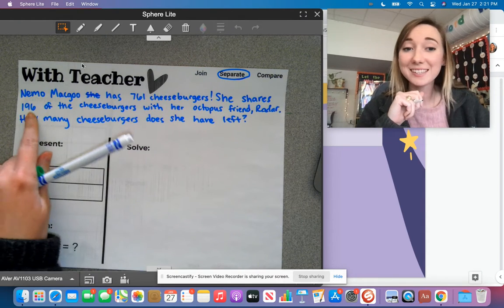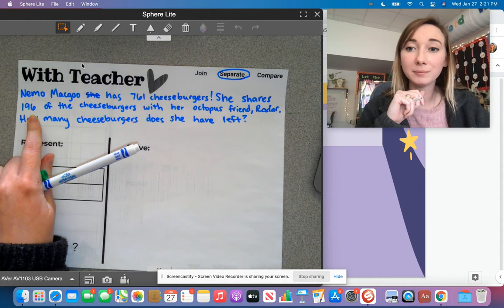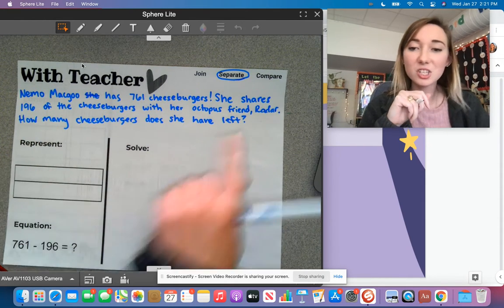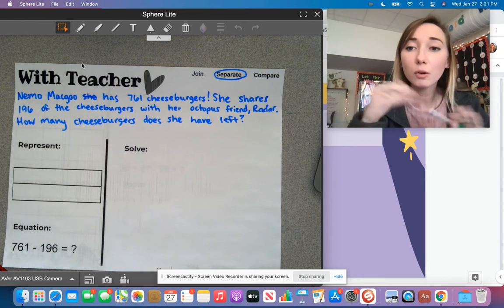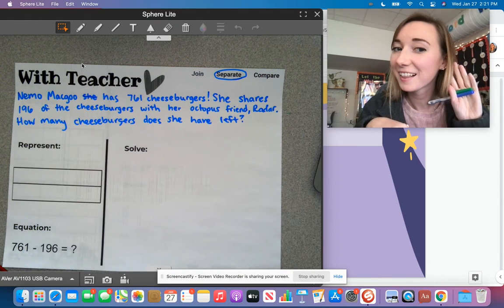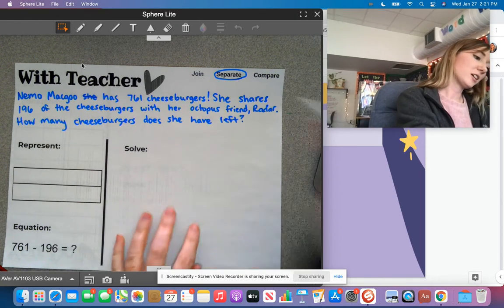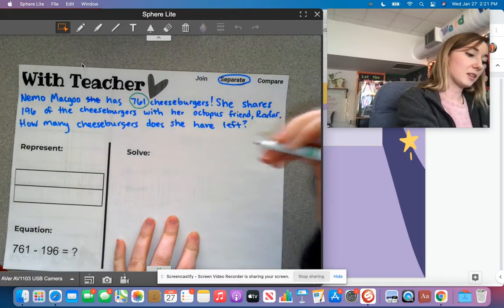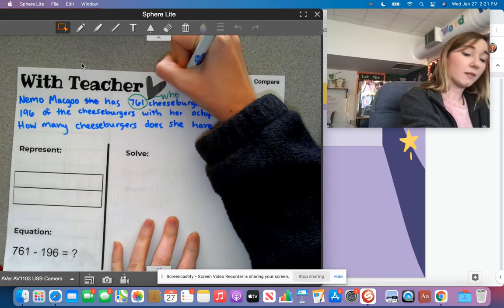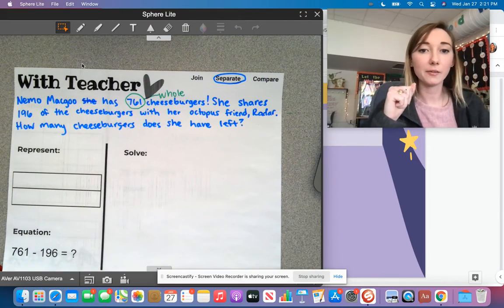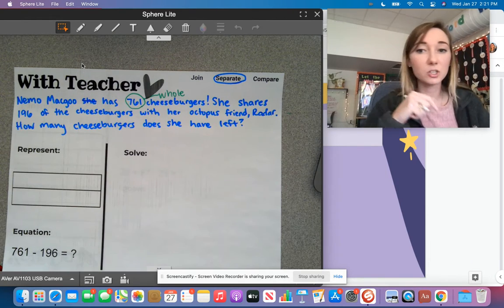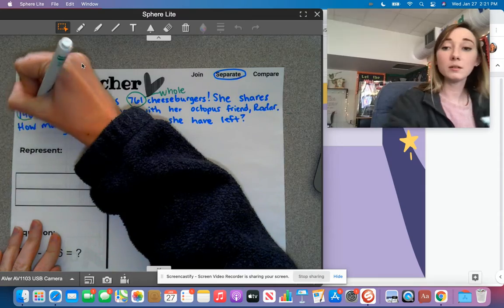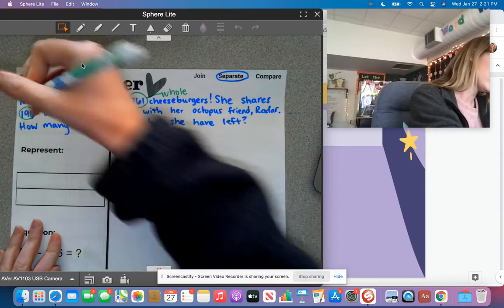Well, is 196 all of the cheeseburgers in this problem? No. Is the number that she has left all of the cheeseburgers in this problem? No. So all of the cheeseburgers. What is the total number of cheeseburgers, everyone? 761 is the whole because that is all of the cheeseburgers in this problem. All right. She shares 196. Does she share all of them? She just shares what's it called? A part.